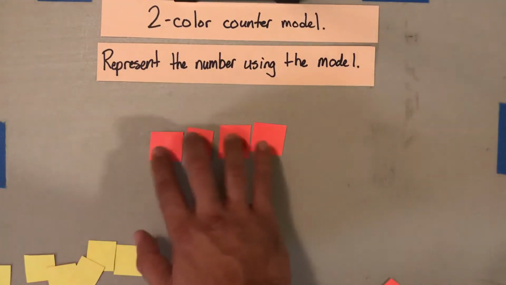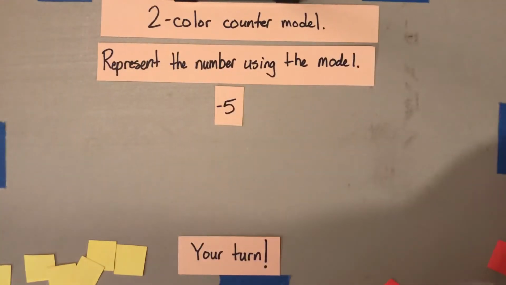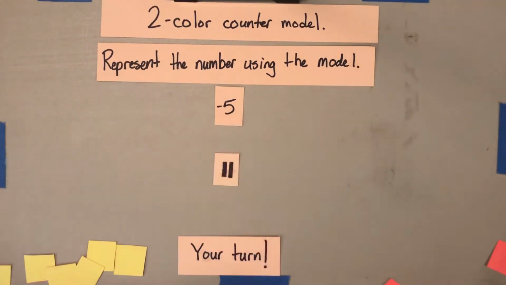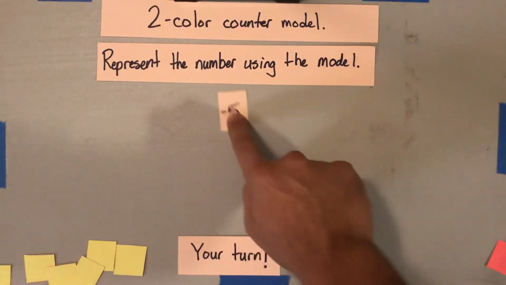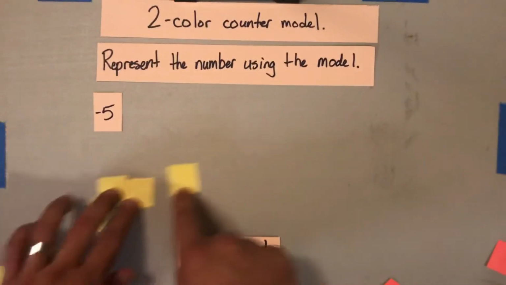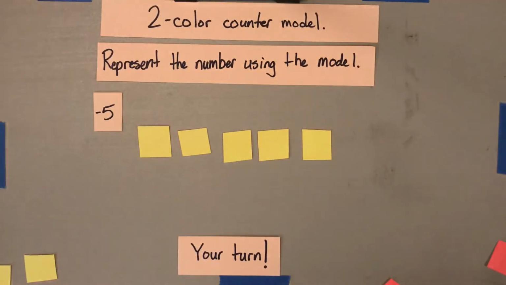Pretty straightforward. Okay, another practice problem. -5. So please represent it with your counters. Draw it on your paper. Okay, thank you for pausing. -5 again is 5 yellow counters. Thank you very much.